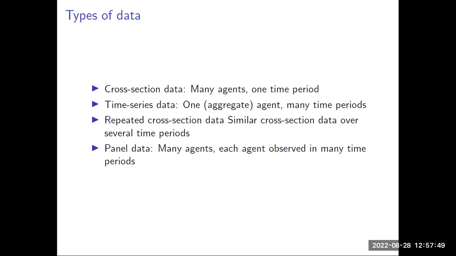The repeated cross-section and panel data both are data sets that have both dimensions. Both dimensions means the dimension of time and the dimension of entities. The difference between the repeated cross-sectional and panel data is that in the repeated cross-section, the group of countries that you study over different points of time keeps changing.